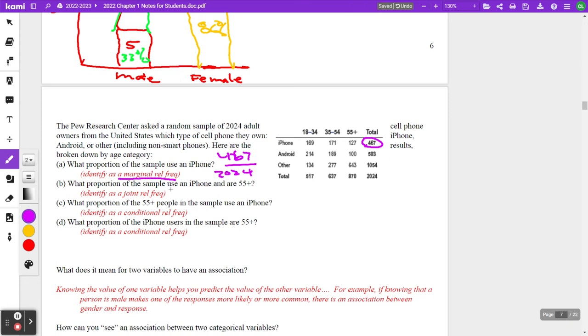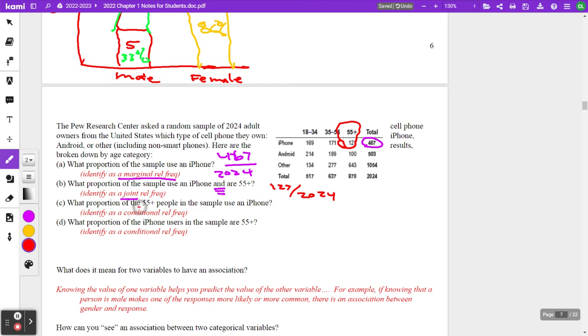What proportion of the sample use an iPhone and are 55 plus? So we've got this word "and," which really makes it a joint. So we're going to go to 55 plus and iPhones, which is right here. It's 127. There's a horrible circle. So it's 127 out of 2024. And you can turn that into a percent by dividing it in your calculator.